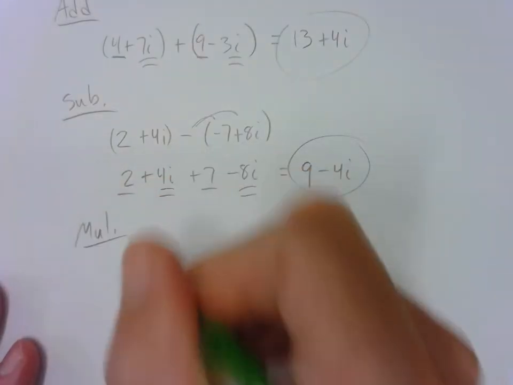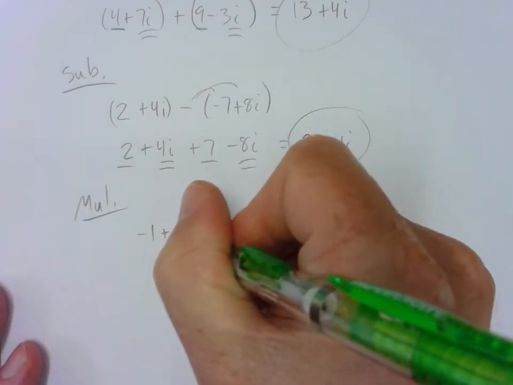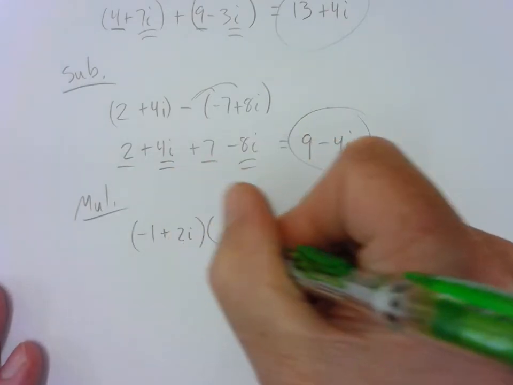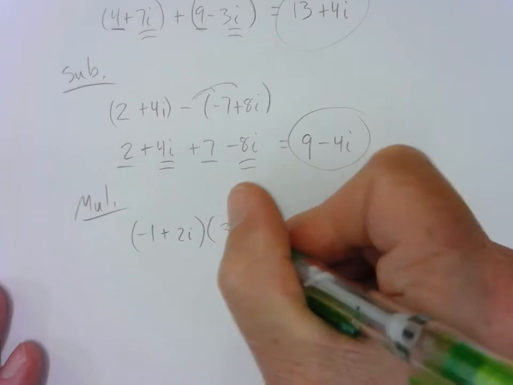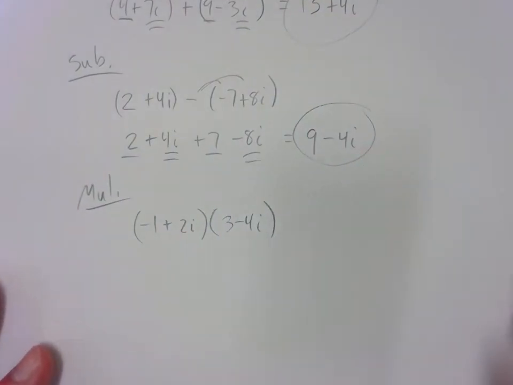Multiplication. So we're going to multiply next. We're going to multiply negative 1 plus 2i times 3 minus 4i. So this is just straight up FOIL. We're going to do first, outside, inside, last.